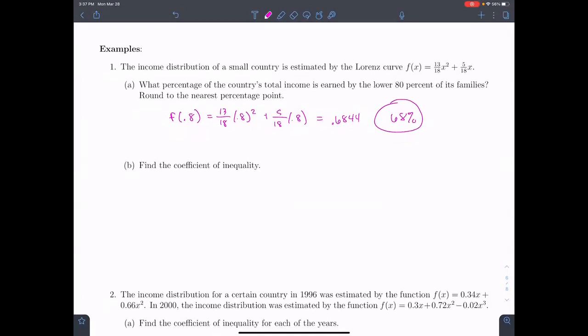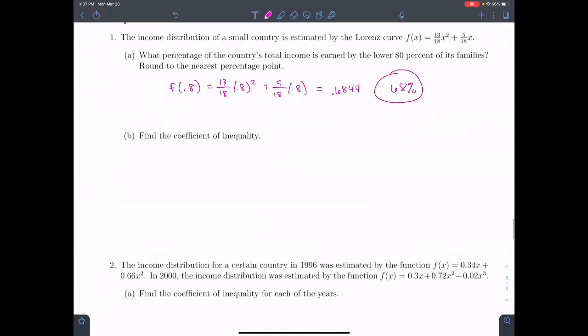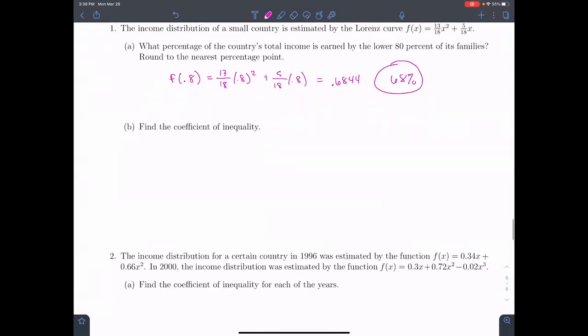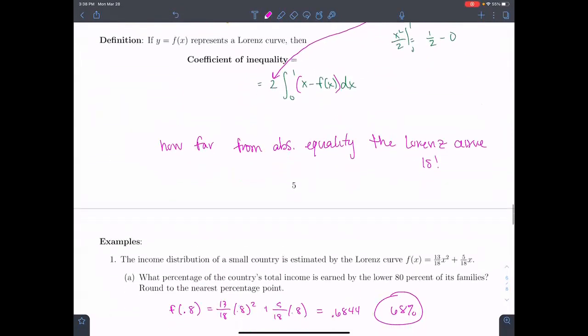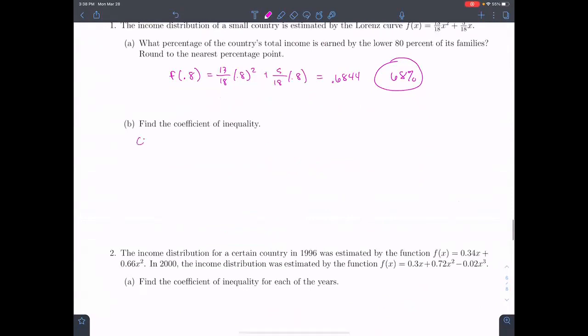So that's not equality, right? Because if it was at absolute equality, 80% of the families would account for 80% of the income, and this is only at 68. So how far off are we? We're going to use the coefficient of inequality, let's call it a COI. This is 2 times the integral from 0 to 1 of x minus f of x dx.